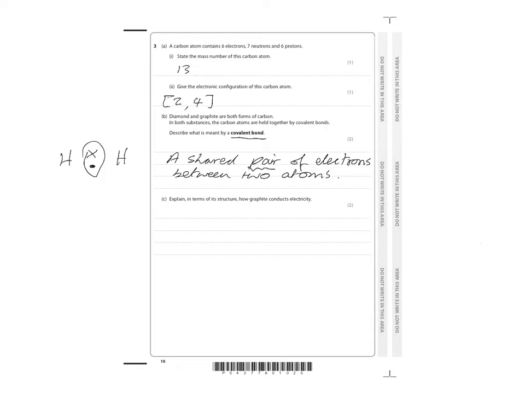The next one, explain in terms of its structure how graphite conducts electricity. Well, graphite is an allotrope of carbon. Carbon normally forms 4 bonds, but in graphite, each carbon forms 3 bonds, which means that it's got a spare electron, and that electron can move in between the layers, and because it can move, it can carry a charge, and therefore graphite conducts.